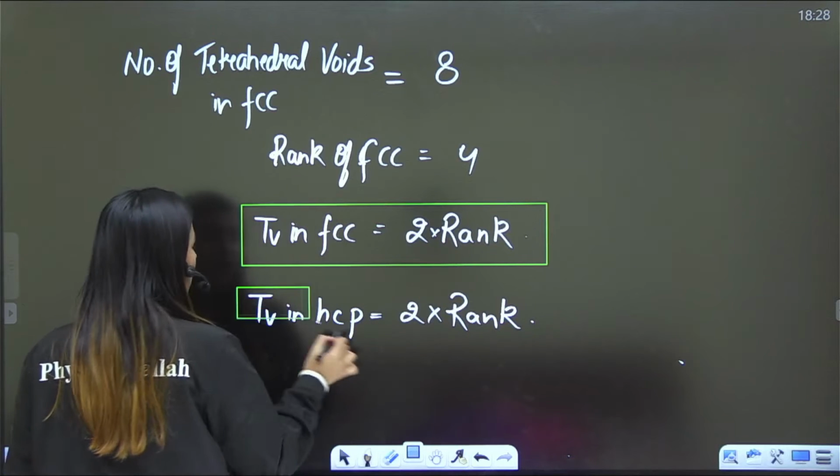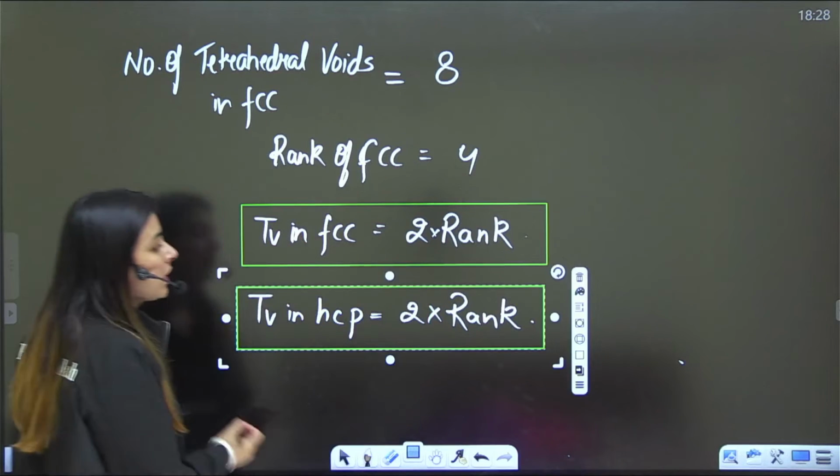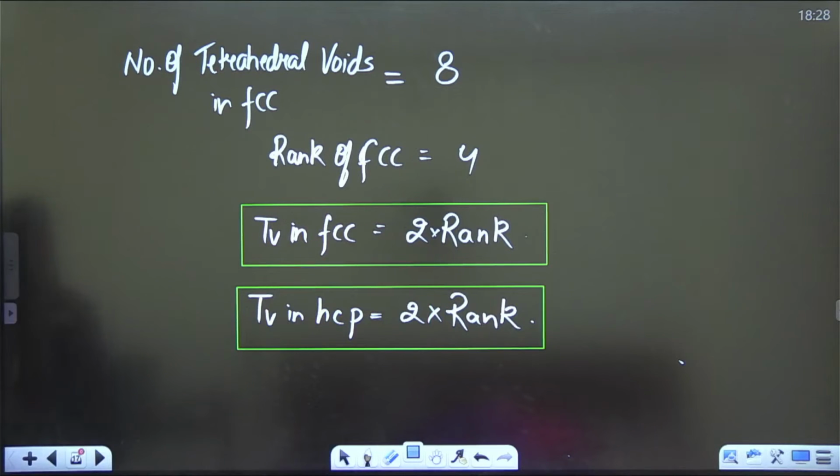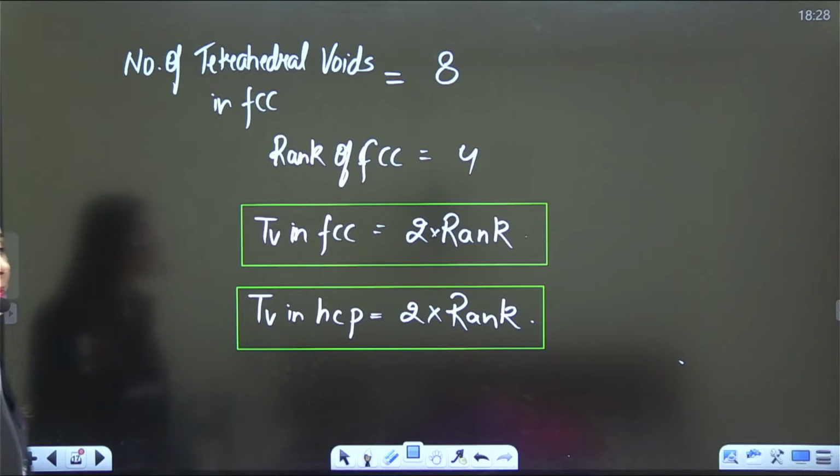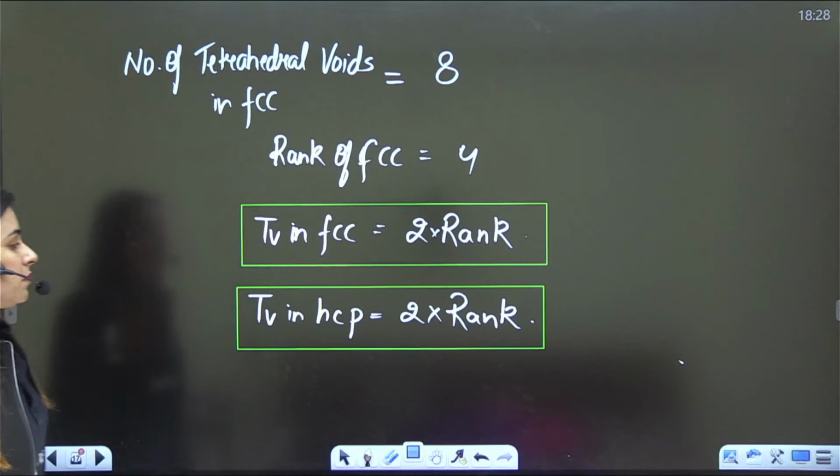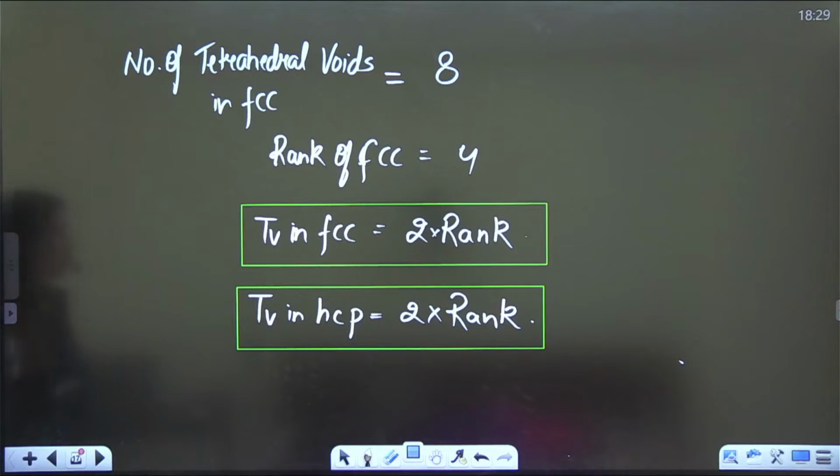This is the formula. I'll make you understand everything about it, but these are the few things which you need to keep in mind. Your tetrahedral voids are always more than the octahedral voids. Please write it down and then we'll move forward.